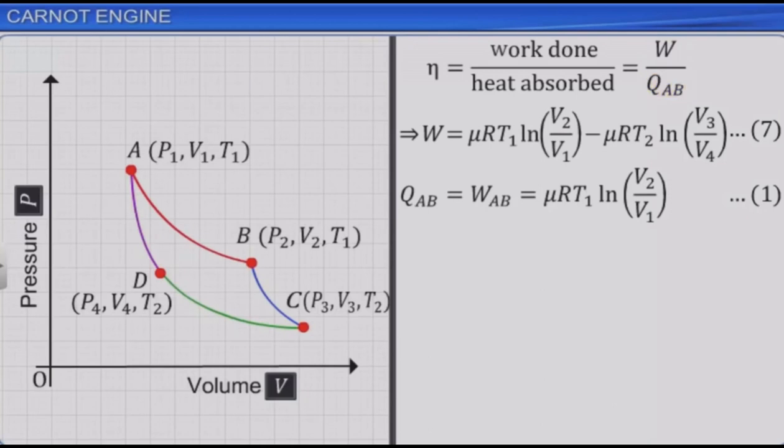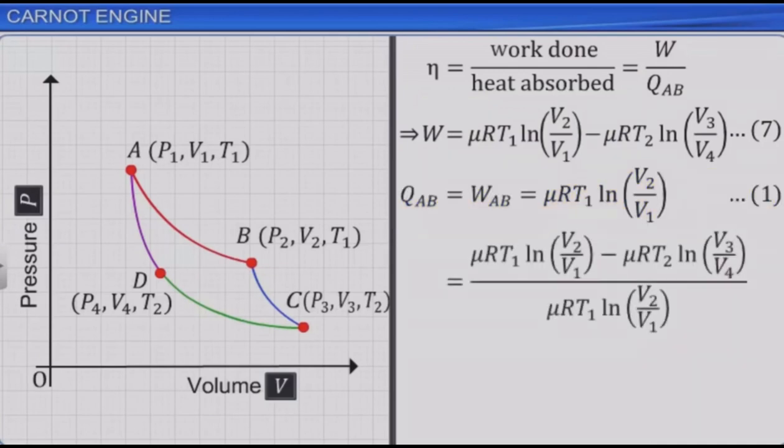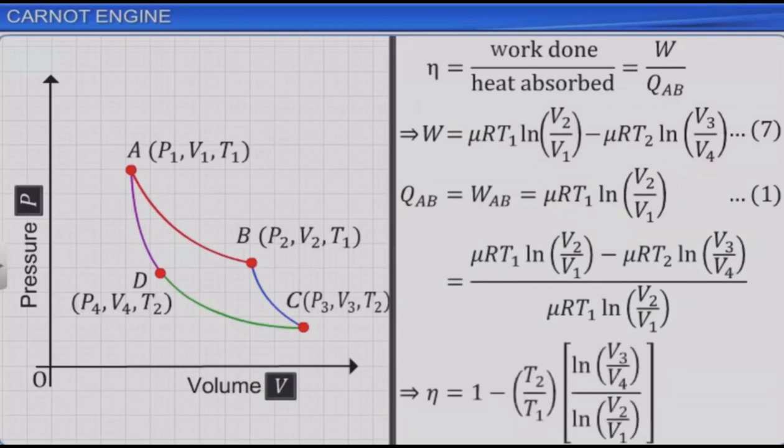Substituting the values for W and QAB from equations 7 and 1, and on further simplification, we have eta is equal to 1 minus (T2 by T1) into (ln of V3 divided by V4) by (ln of V2 by V1). Let this be equation 8.